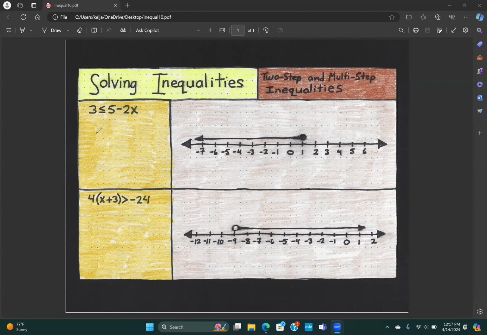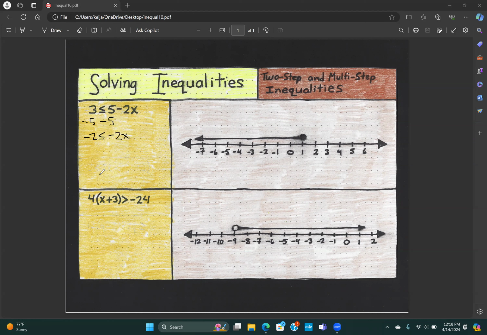Now let's go on to our first example in which we're going to subtract a 5 from both sides. And the reason why we're going to subtract the 5 from both sides, because we want to get numbers on one side and the variable on the other side. And the best way to do that in this case is to subtract 5 from a positive 5, and then we'll do the same thing on the other side. And when we do that, we will have a negative 2 over here, less than or equal to a negative 2x.